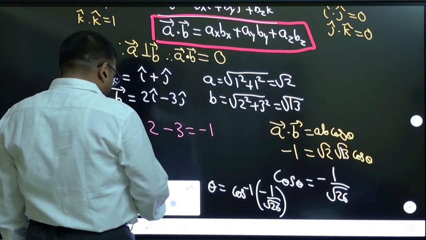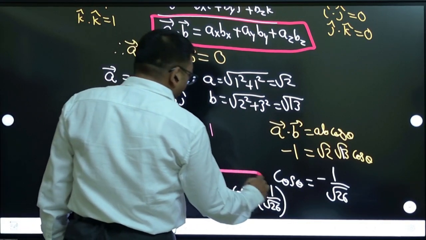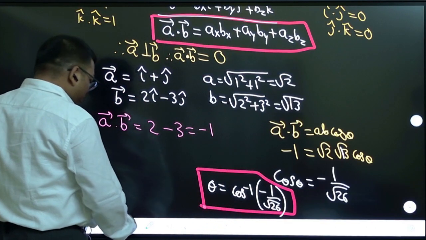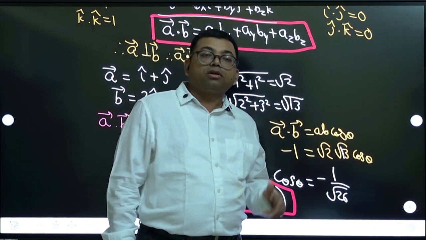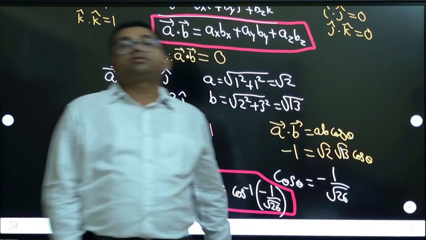If you don't know what angle it is, because we cannot use a calculator to calculate this, definitely it's an obtuse angle because cos theta is coming negative. So this angle is an obtuse angle, right?